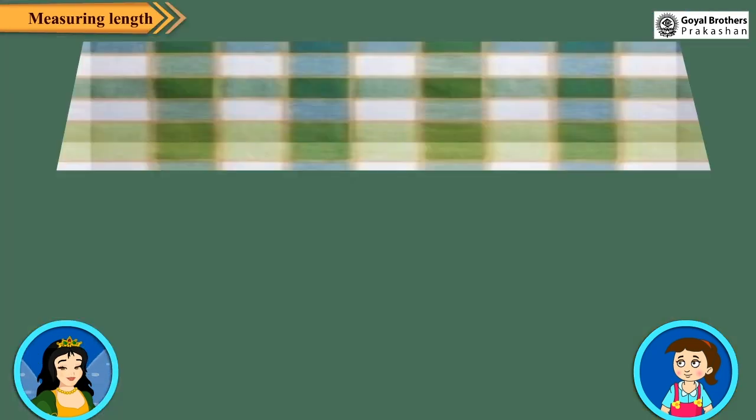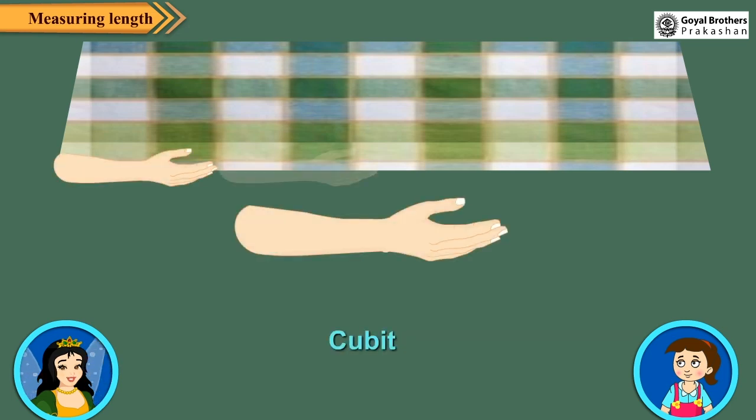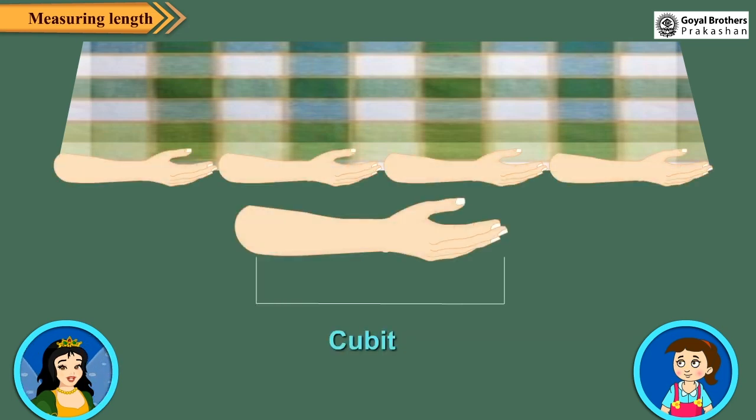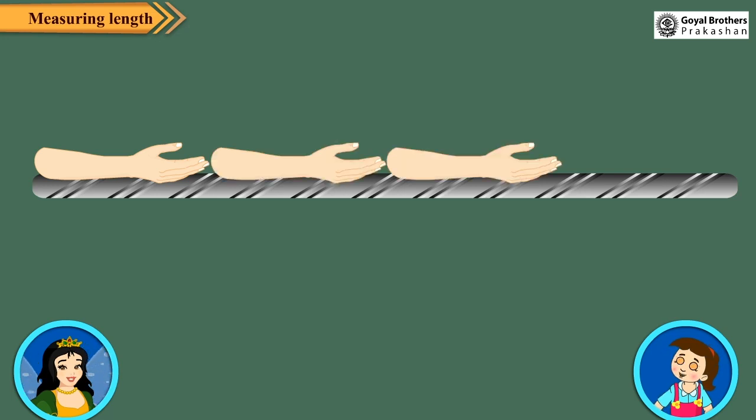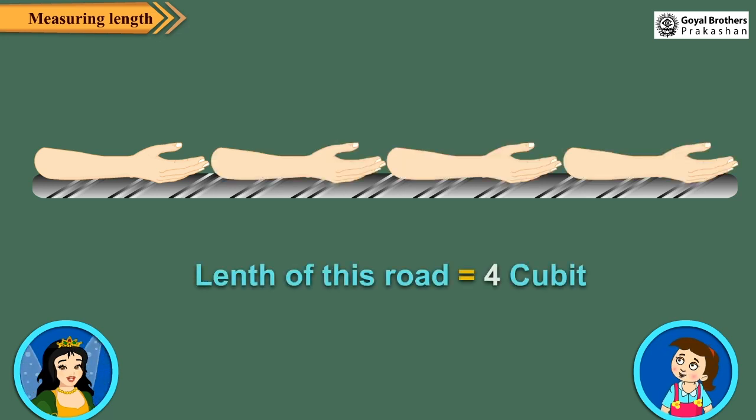Now shall we measure the length of this cloth? How will you measure this piece of cloth? I will measure the length of this cloth in cubits. What is a cubit? 1 cubit is the distance from your elbow to the tip of your middle finger. Now measure the length of this rod using cubit. Okay, the length of this rod is 4 cubits.